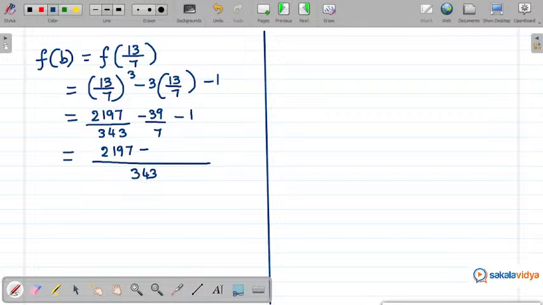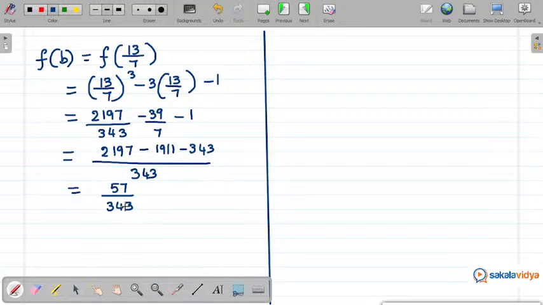49 into 39 is actually 1911, but negative is there. 343 into minus 1, minus 343. Simply add these two and subtract from 2197. So that we are going to get that value, equal to f of b. The f of b value will be a very interesting value: 57 upon 343, whereas f of a is negative 57 by 343.